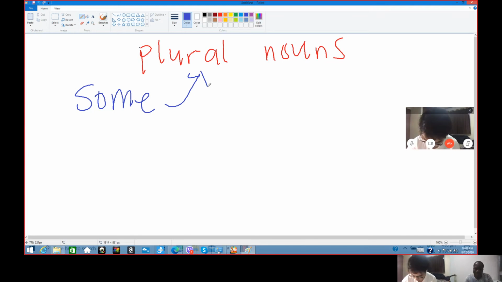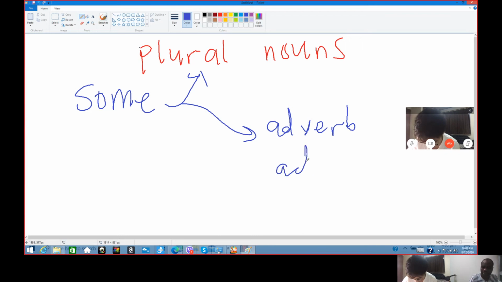It can be followed by any adverb. When you use some, it is followed by an adverb. We will look at the example. It can be followed by an adjective. When you look at the example sentence, you understand it. It can be followed by an adverb and an adjective.